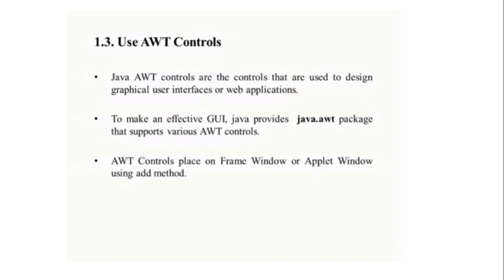Next, AWT controls are placed on a frame window or applet window using the add method. If we want to add the various AWT components in a frame window or applet window, we are using the add method.